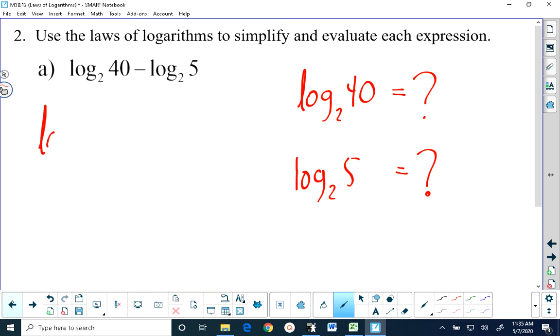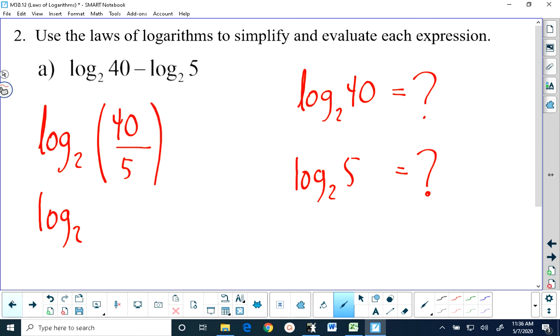But if we pack these two separate logarithms together by dividing the arguments, so we are doing the opposite of what we did in the last question. In the last question, we had a logarithm of a quotient and we split it up into a difference of logarithms. This time we're taking the difference and packing it together in a single logarithm. Well, 40 divided by 5 is 8. So this is log base 2 of 8, but log base 2 of 8 is the exponent to which you raise 2 to get 8, and that is 3. So log base 2 of 40 minus log base 2 of 5 is equal to 3.